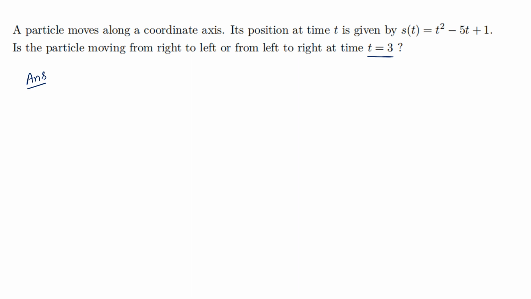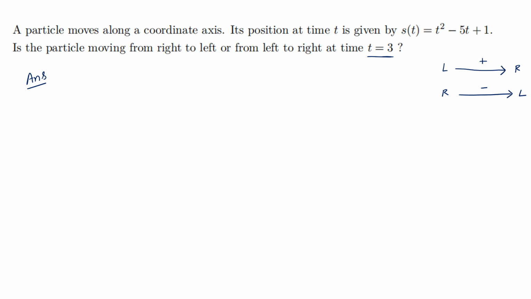If velocity is a positive number, we can say the particle moves from left to right. If the velocity is a negative number, the particle moves from right to left. So positive means left to right. This is the left side, this is the right side. If it is a negative number, it means right to left. Positive number means left to right.